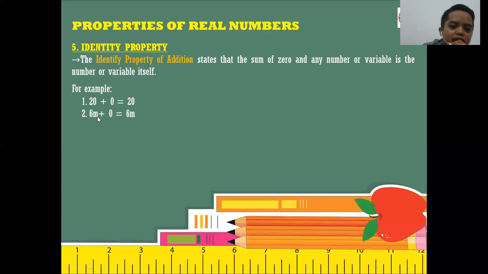Another example, 6m plus 0. Of course, the result is 6m. So 0 here is your additive identity.